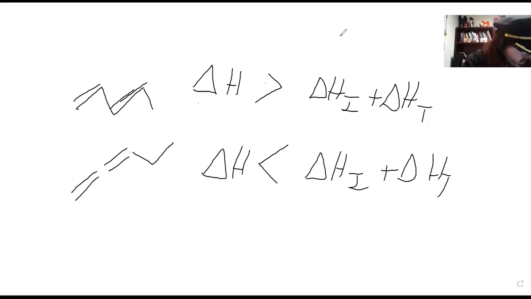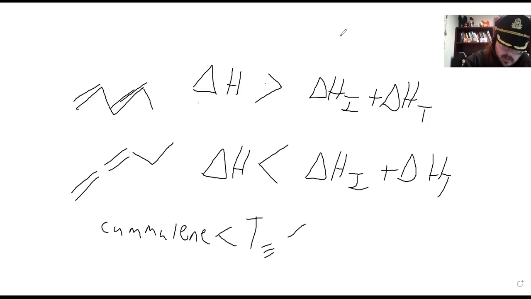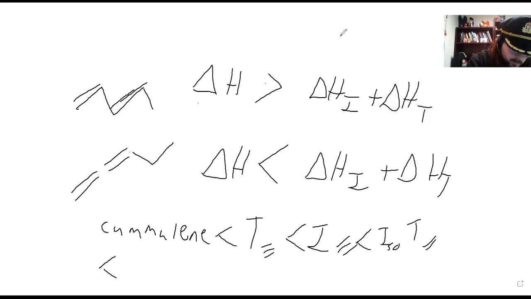So if we look at our stability, at the lowest we have cumulenes, followed by our terminal alkyne, followed by internal alkyne, followed by isolated terminal dienes, then followed by isolated terminal/internal dienes, then conjugated diene.